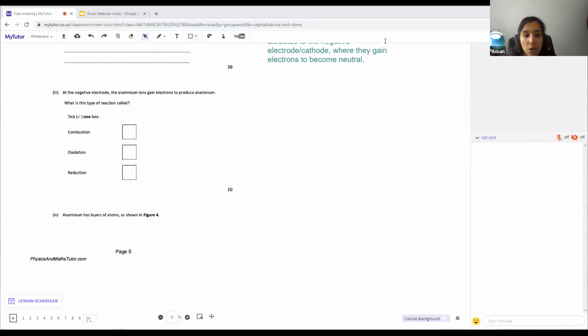So oxidation is loss, reduction is gain. So we've got gain occurring, so it's reduction. Well done. Good, okay. So we'll move on to the next question. So it was reduction.